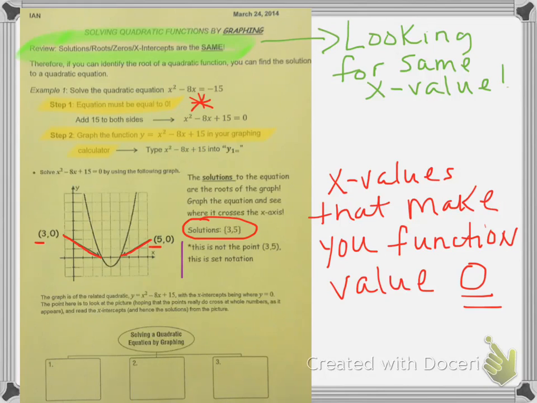It's important to realize that this 3, 5 is not the point 3, 5. You are given the solutions in set builder notation. Again, the braces do not have the same meaning as the parentheses you use to represent an ordered pair. The solutions to this quadratic equation are 3 and 5, not the point 3, 5. The point 3, 5 has absolutely no meaning in this situation.